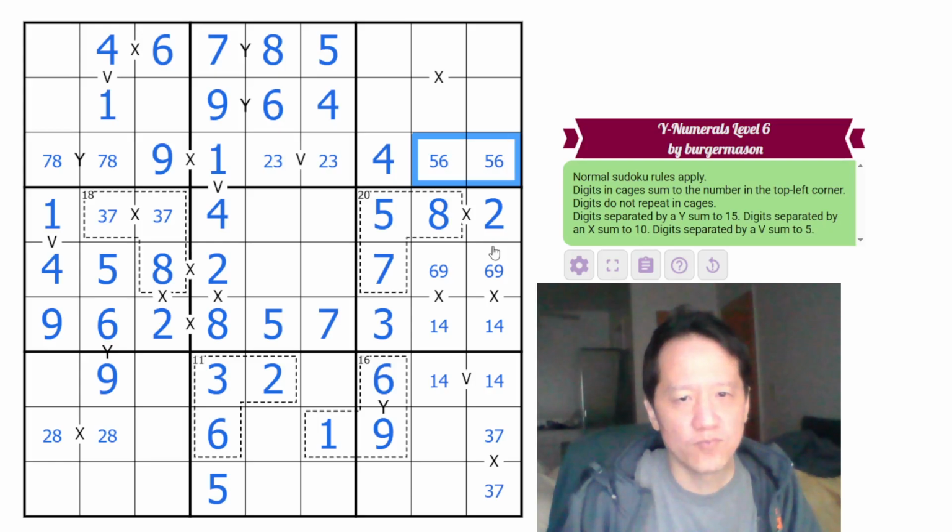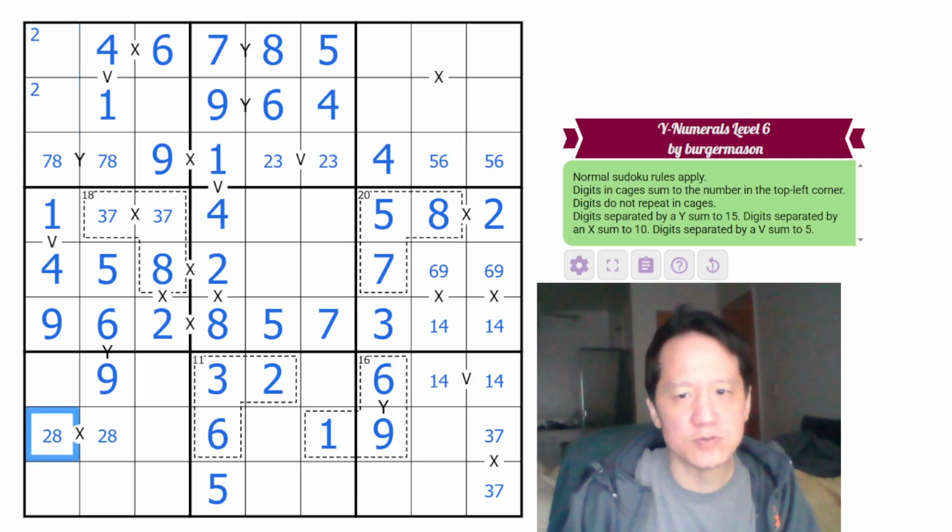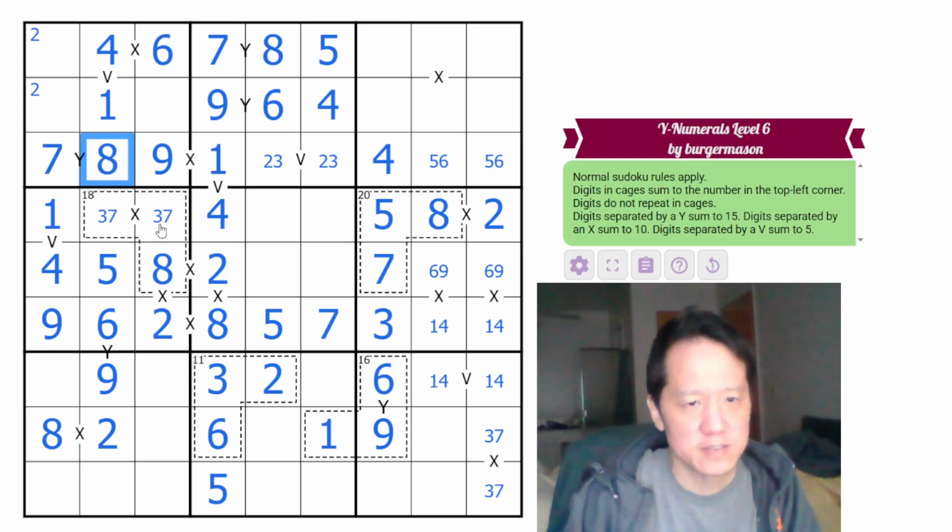Well, this cannot be 2. Where is a 2 in this box? It has to be one of these two cells. So since it's one of these two cells, this can't be a 2, so this must be 8, which makes this a 2. This 8 means this can't be 8, so this must be a 7, which makes that an 8.